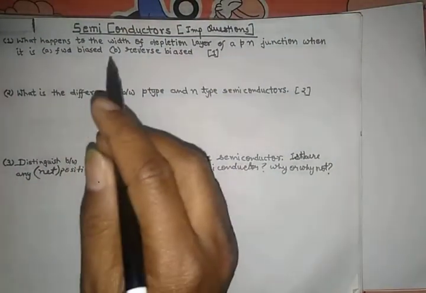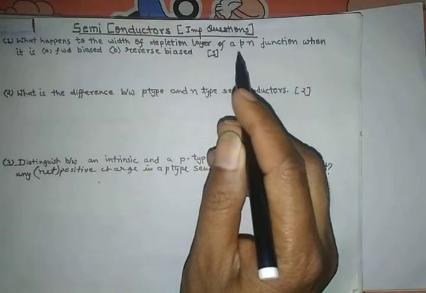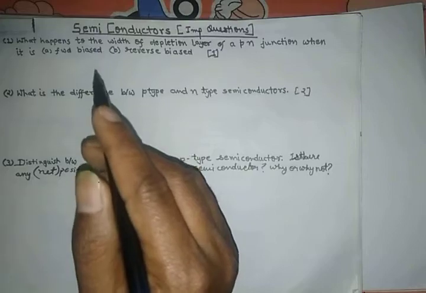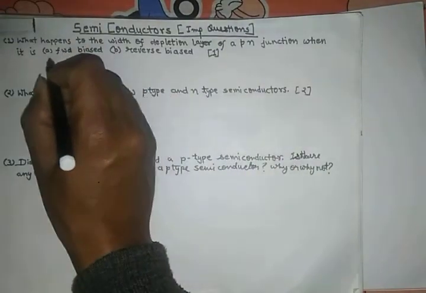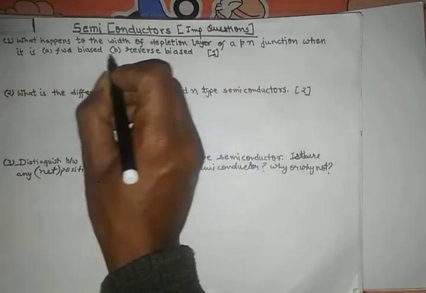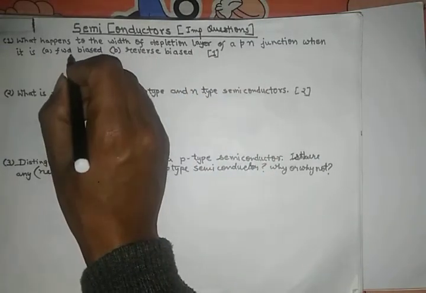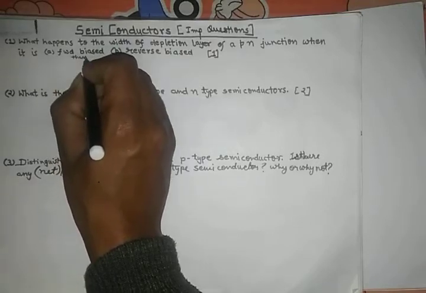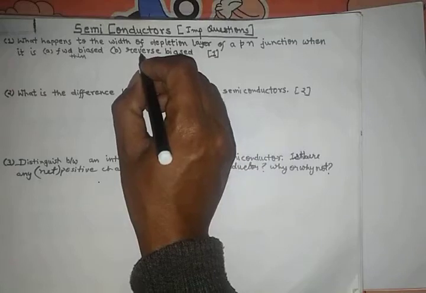What happens to the width of the depletion layer of a PN junction when it is forward biased, reverse biased? Shortcut answer: in forward bias, the depletion layer width will become thin, and in reverse bias it will become thick.